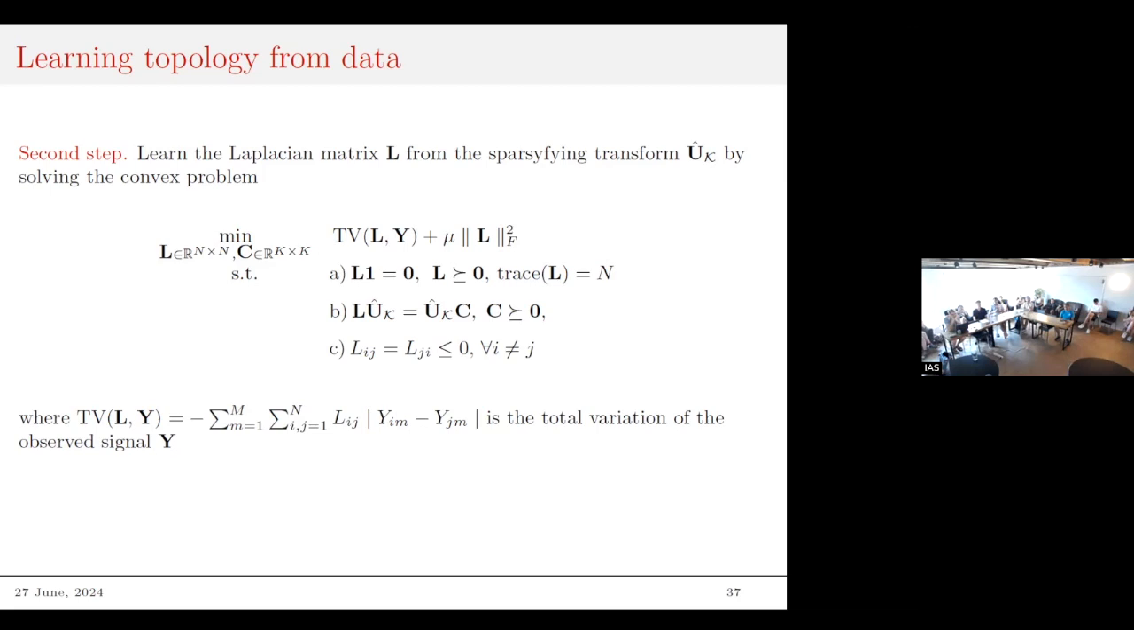What is this norm that you use? The Frobenius norm. Yes, the Frobenius norm.